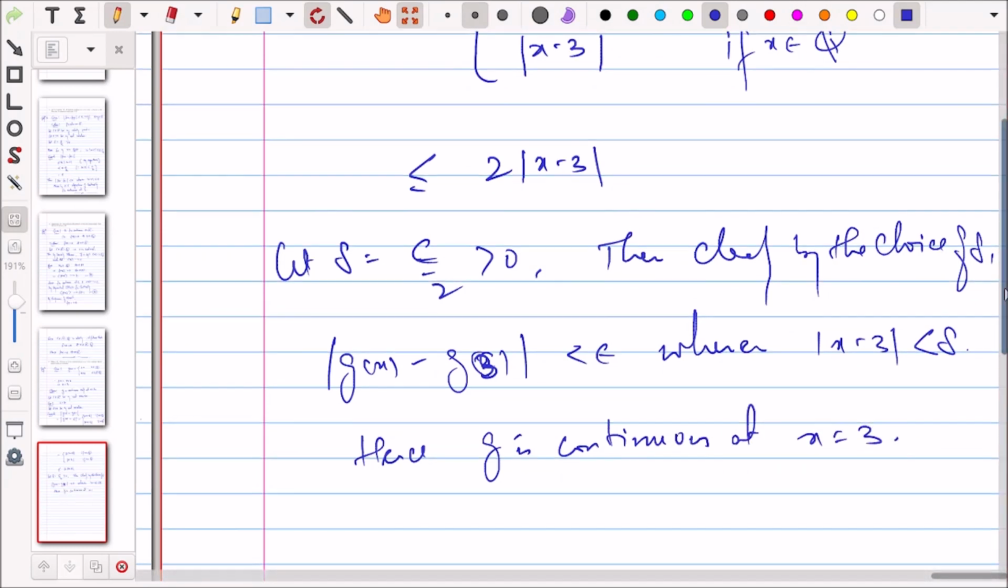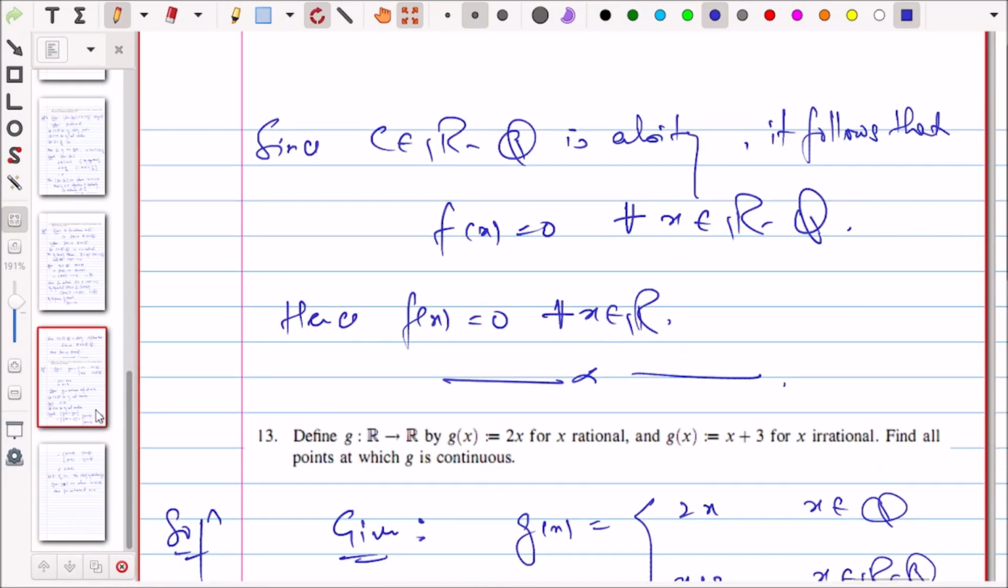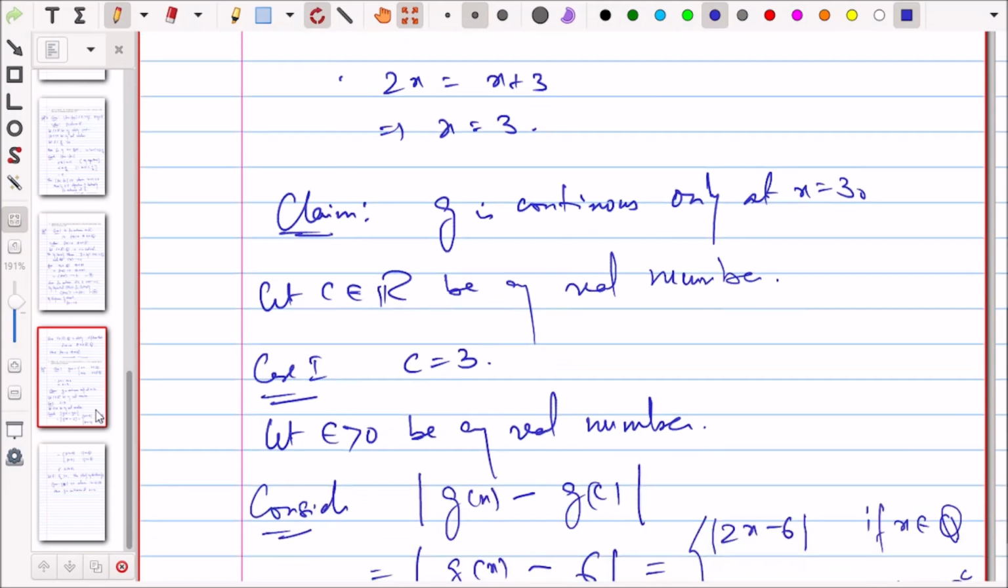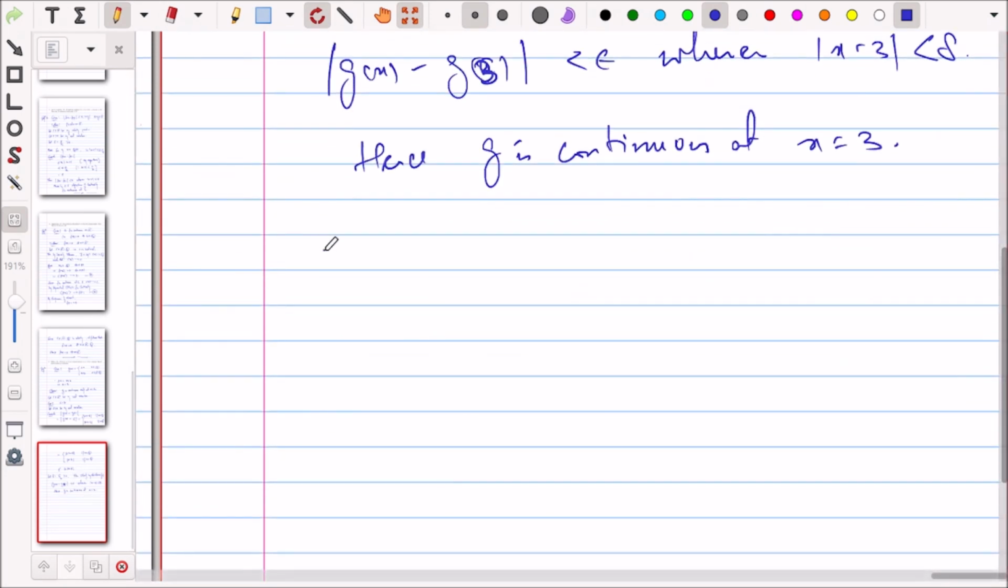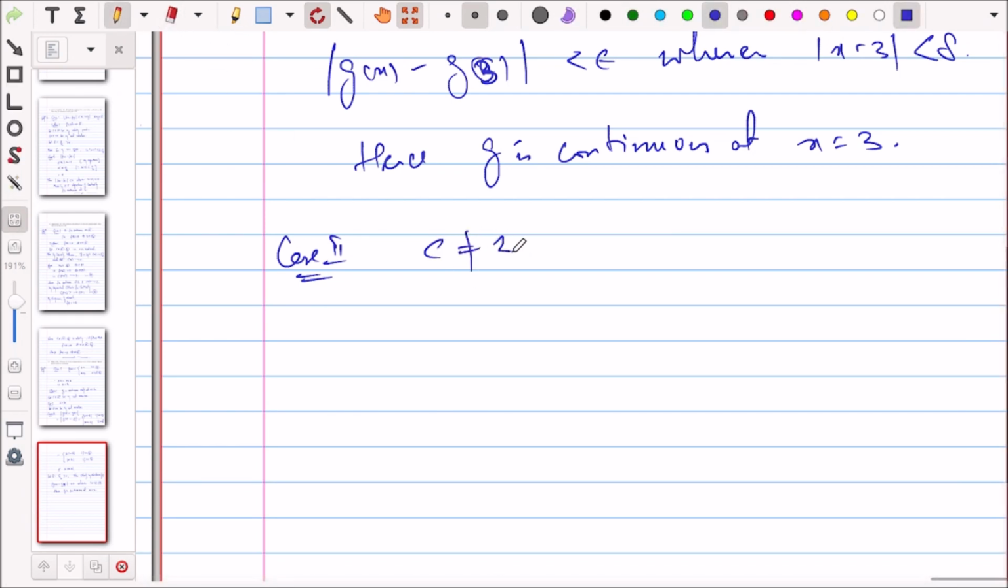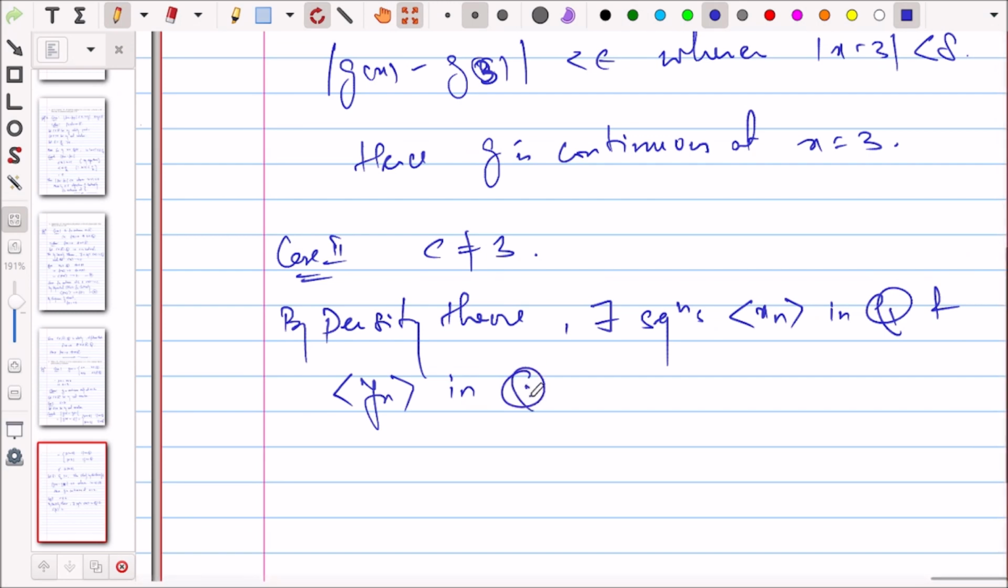So this is how you can prove continuity. The same steps will apply to any Dirichlet type of function. If any Dirichlet type of function is given, you can just repeat this process. Now we have to show that g is not continuous at all other points. So case 2, c is not equal to 3. Now by the density theorem, again we have two sequences. There exist sequences x_n in Q and y_n in Q complement.